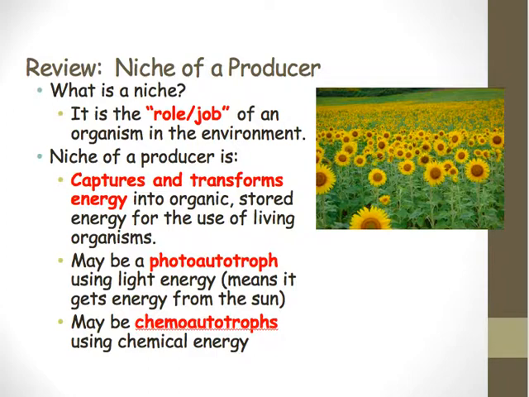So producers capture and transform energy into organic stored energy for the use of living organisms. They may be photoautotrophs, which, remember, photo means light. So light self-nourishers. They use light energy to get energy from the sun. They can also be chemoautotrophs, and chemo means chemical. They use other chemical energy and convert that into energy. Most autotrophs are going to be photoautotrophs, though.